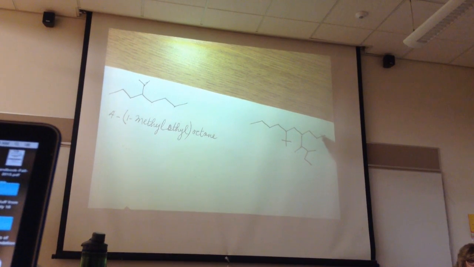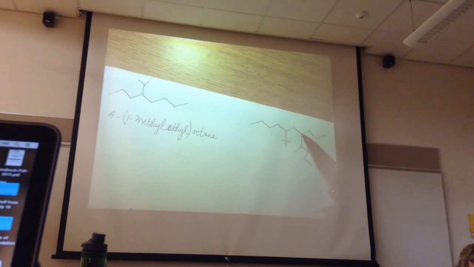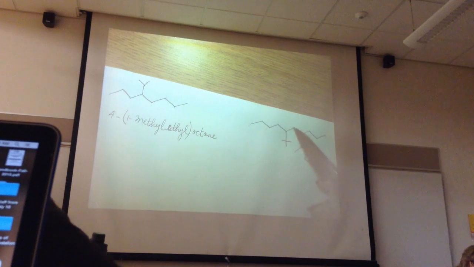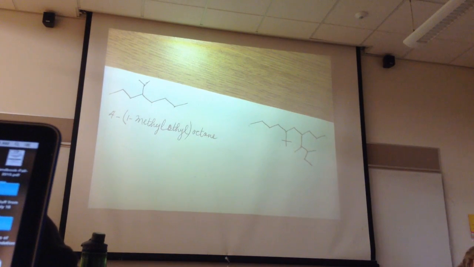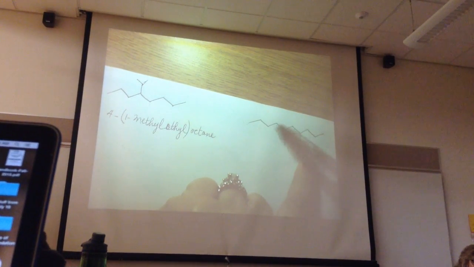Okay, let me see if this came out right. 1, 2, 3, 4, 6, 7, 8. Okay, put 1, 2, 3, 4, 5, 6, 7, 8. Okay, 1, 2, 3, 4, 5, 6, 7, 8, 9, 10, 11. Oh shoot! That doesn't exist. So it looks like that. Okay, so it's like so.